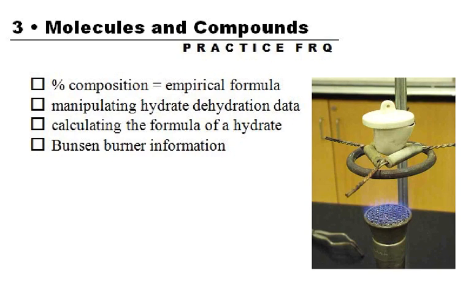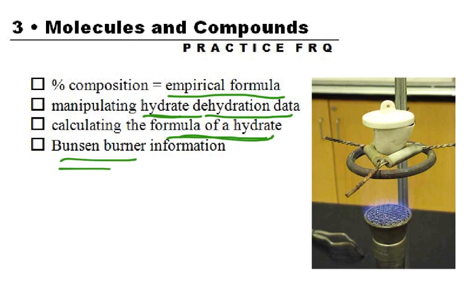Maybe you've already tried the Practice FRQ, and if you have, I'd like to just go through it quickly and see if there's anything I can help understand. First thing about this is that there's a problem where we have the percent composition given. We're going to turn that into an empirical formula. That's one type of problem. Then we're going to take a hydrate and use the dehydration data in order to calculate the formula of the hydrate. And the last thing is, since you are using a burner in this lab, we thought we should talk about Bunsen burners anyway, at least where the hot part of the flame is.